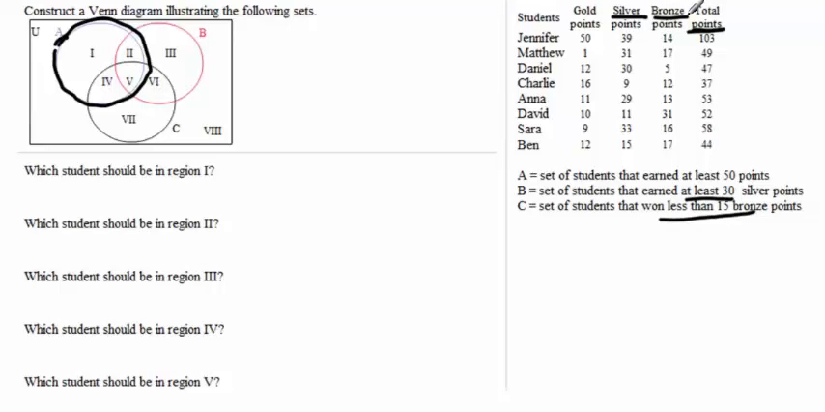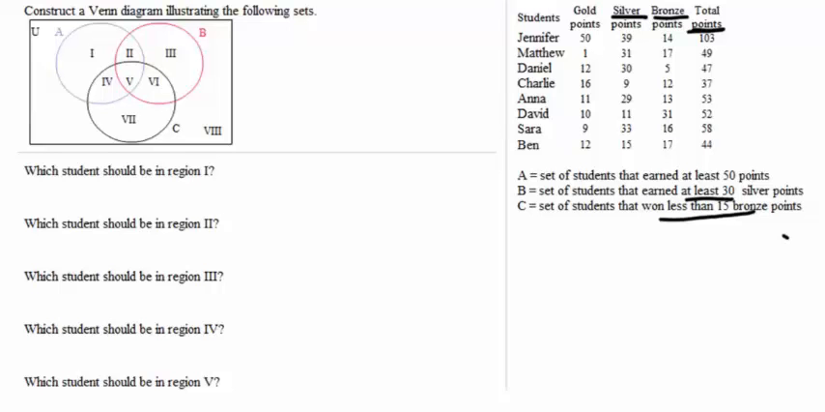Now, probably the best way to answer the question about what students should be in each region is to fill in the Venn diagram with student names in the appropriate region first, and then the answers to the 5 questions will be very, very simple. When we have a problem with 3 sets, we start in the intersection of all 3 sets, which is region 5, and then we work our way outward from there.